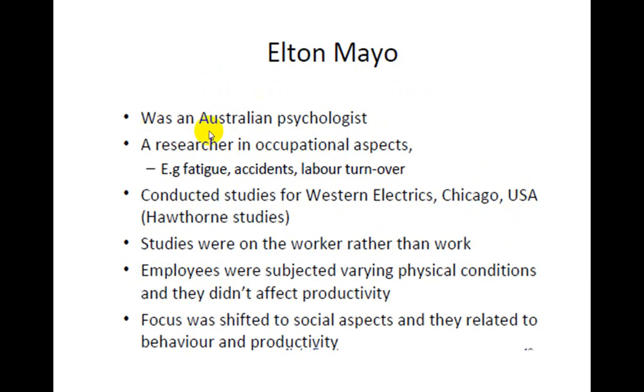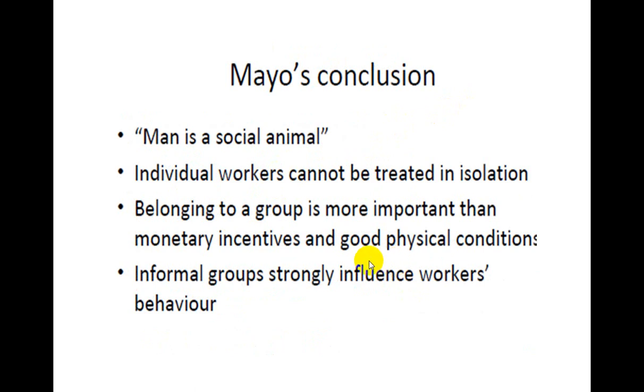Elton Mayo was an Australian psychologist, a researcher in occupational aspects, for example fatigue, accidents, labor turnover. He conducted studies for Western Electric, Chicago. Studies were on the worker rather than work. Employees were subjected to varying physical conditions and these didn't affect productivity. Focus was shifted to social aspects and how they related to behavior and productivity. Mayo's conclusion: man is a social animal.